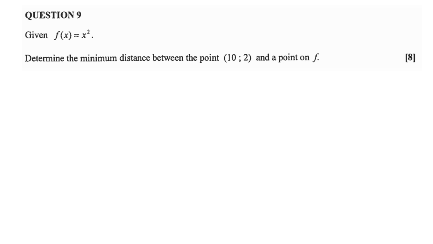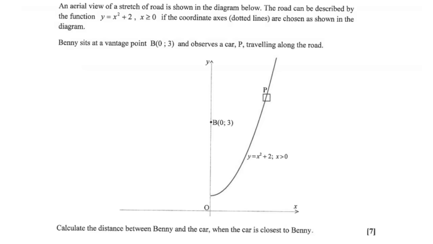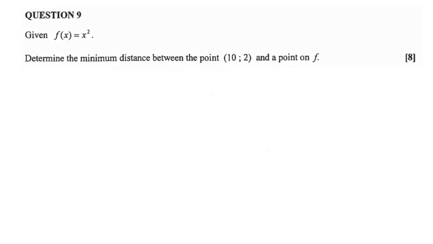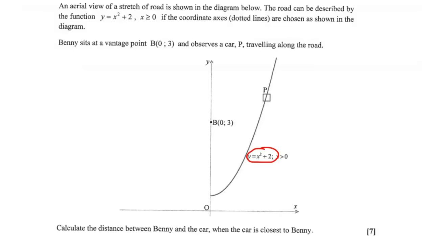What's actually quite interesting is that a similar question was asked in 2017's November paper. Check this out. This is the paper from 2017. We have an equation of y equals x squared plus 2. In this year's paper, they just used x squared. Then they gave us a point, 0 and 3.